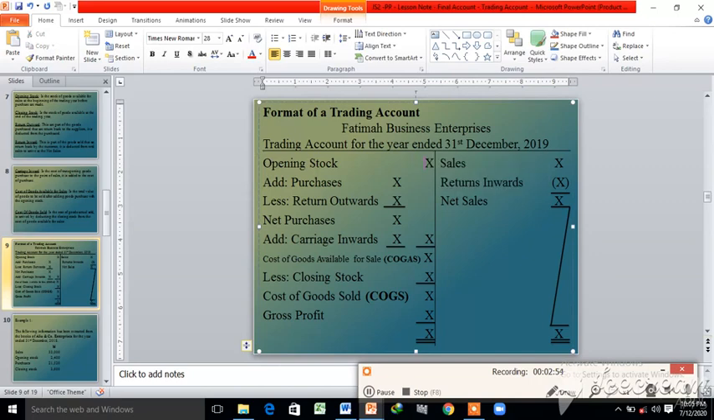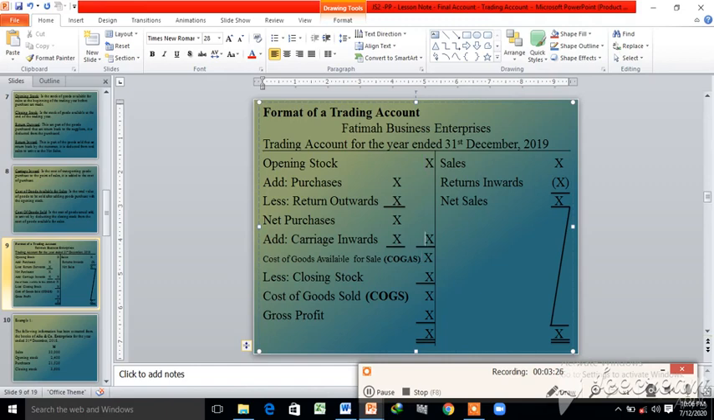Then add purchases, the other purchases here. Less return outward. These are return outward here. When we less return outward from purchases, we have net purchases. Then we add carriage inwards. When we add carriage inwards to net purchases, we have this figure.